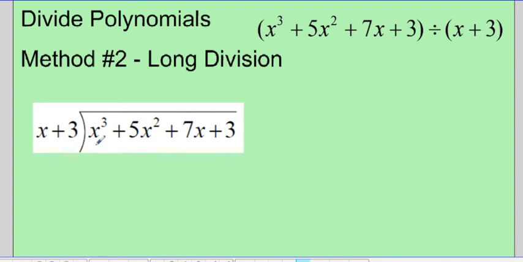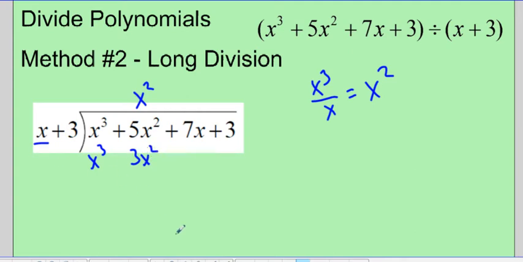It's already set up in long division with x plus 3 outside. So you're looking at the x. And my question is, how many times does x go into x cubed? Or another way to think of this is x cubed divided by x. What's that going to be? x squared. So x squared is the first thing that comes out. I'm going to keep it with like terms. So x squared times x is going to be x cubed, and x squared times 3 is 3x squared.